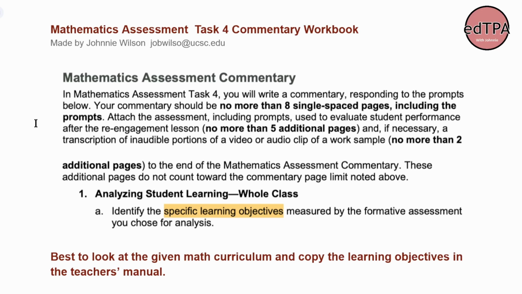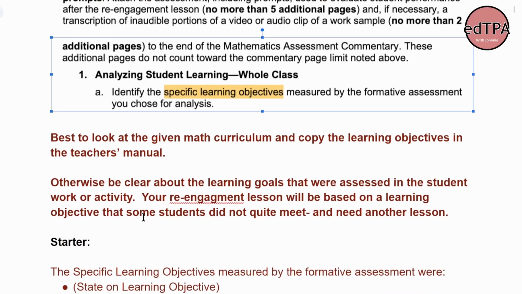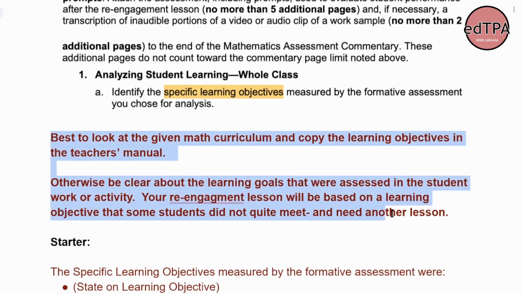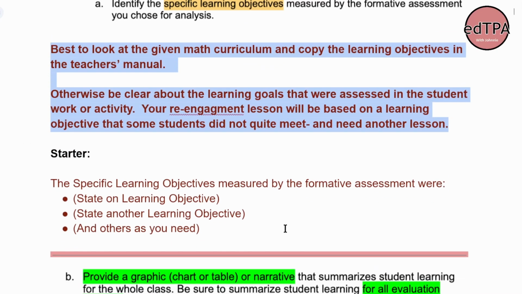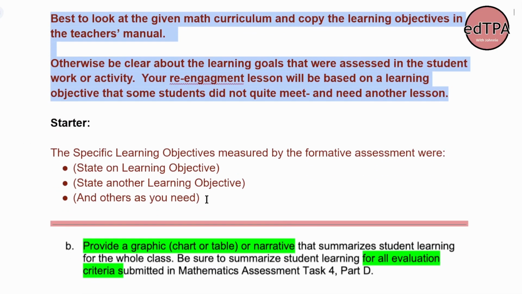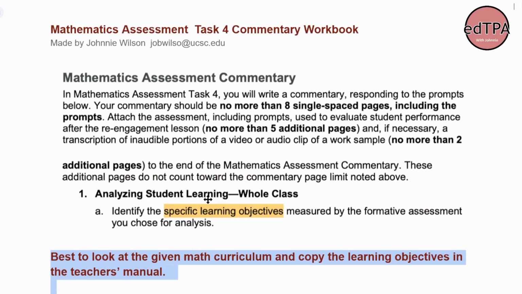I am sharing this workbook for the edTPA. You can find this workbook for you to use in a link below in the description. This workbook is Mathematics Assessment Task 4, and this is the commentary. In this you will find all of the prompts, you will find directions, suggestions from me, and you'll find starters for every single one of the prompts. Hope this will be useful to you.